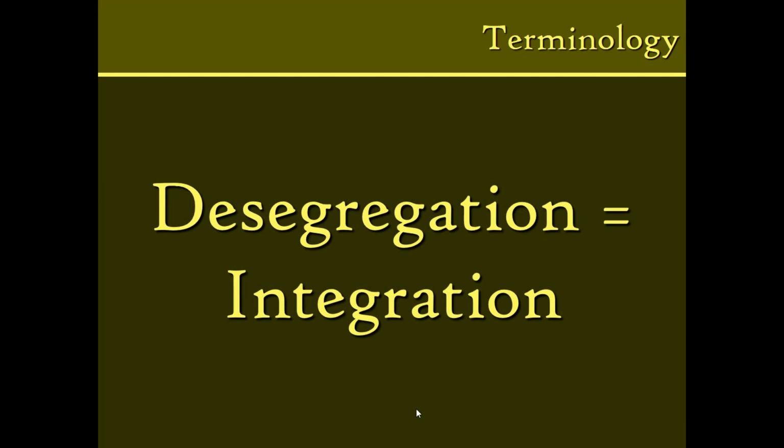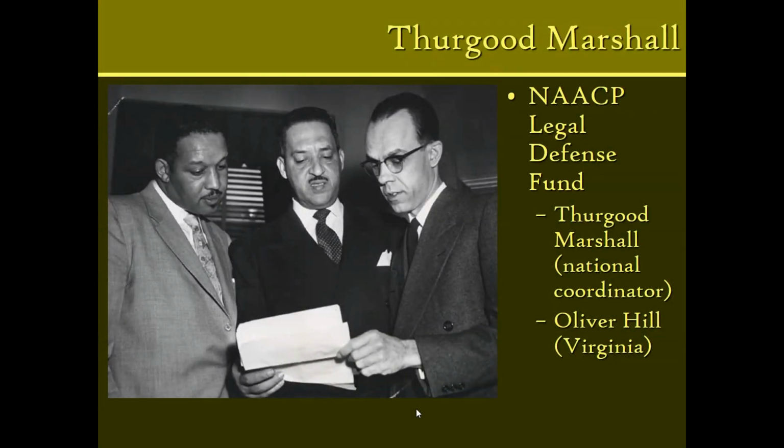Desegregation equals integration. Thurgood Marshall, he's the one in the middle there. Oliver Hill is the one on the left. They're both lawyers for the NAACP, which was the National Association for the Advancement of Colored People, and something known as the LDF, or the Legal Defense and Education Fund. They are going to eventually lead the charge to end segregation.